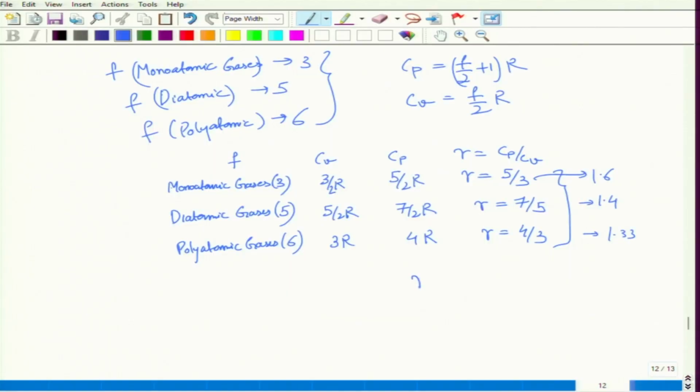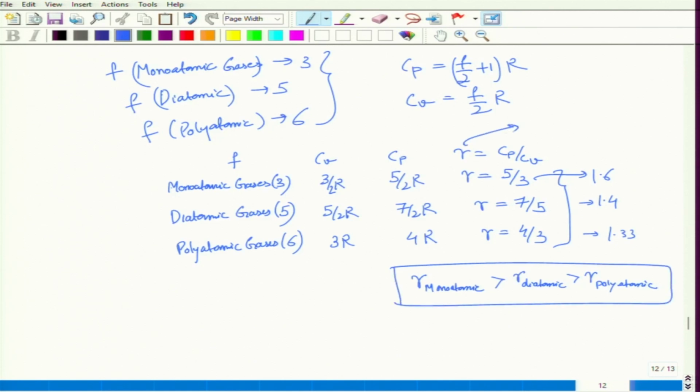The physical reasoning why this is happening I will discuss in the later lectures, but for now it is just to remind you that gamma for monoatomic gases is greater than for diatomic gases. I will also discuss the physical significance of gamma later. For now, just keep in mind that gamma is the isentropic constant. Okay.